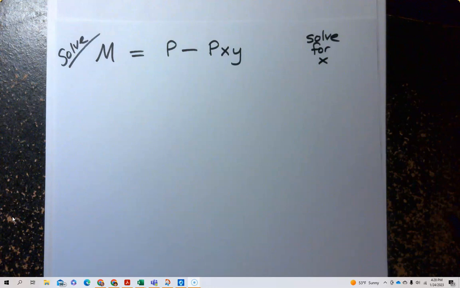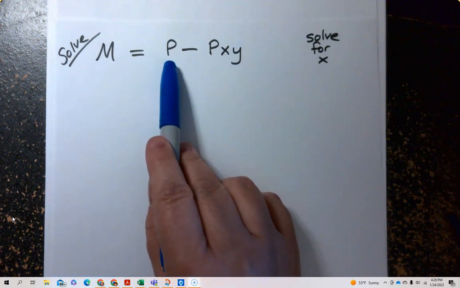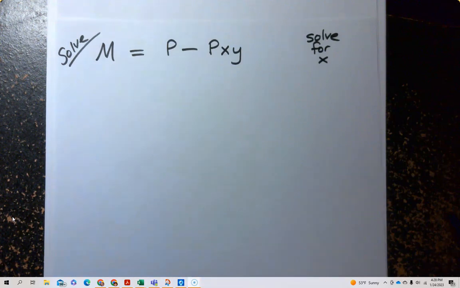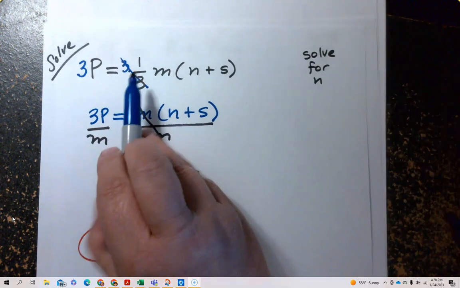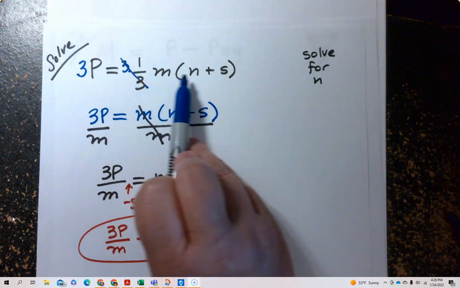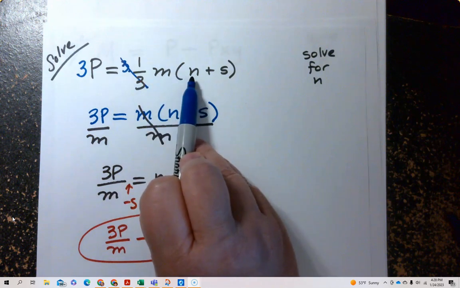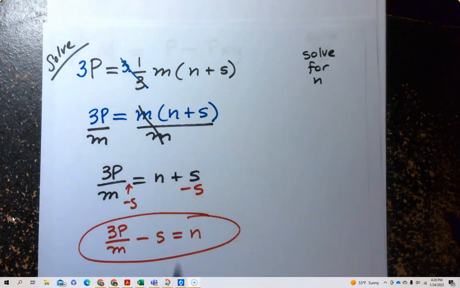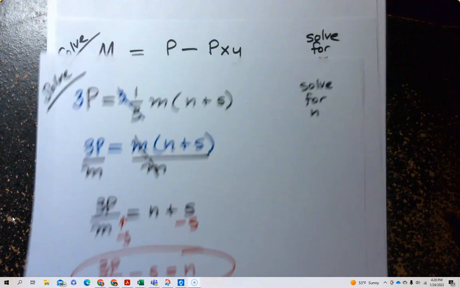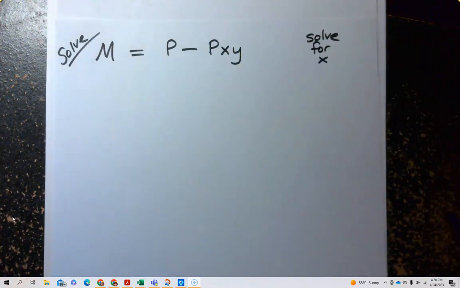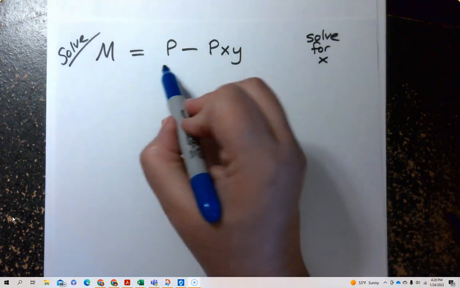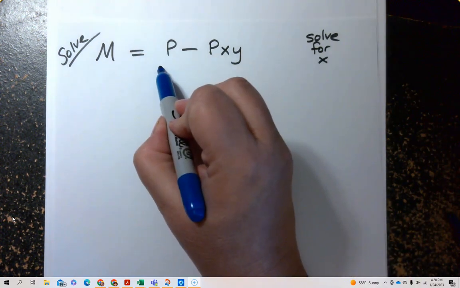This one's being solved for x. So the first thing I'm going to do is get rid of this, the farthest thing away from the x. Notice that it was a little different here with the parentheses. This wasn't necessarily the farthest thing away from the n. Nothing really was, but it was outside the parentheses. So in terms of peeling back the layers of an onion, it was farther away from the n. So here I'm going to subtract p from both sides.